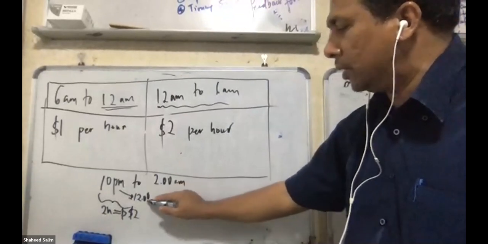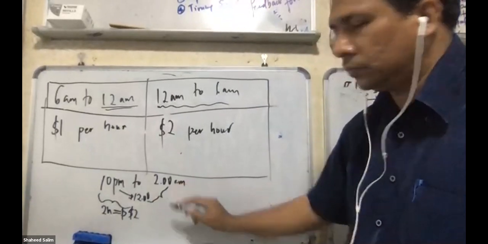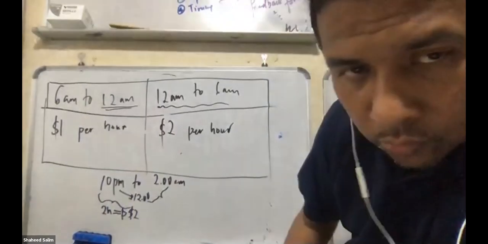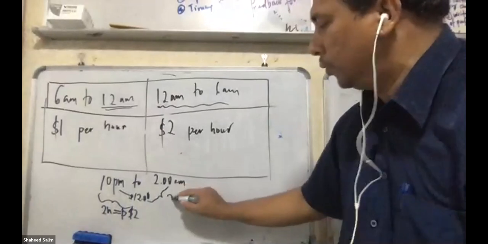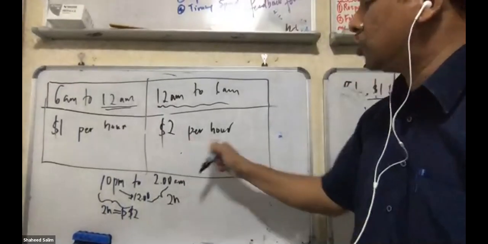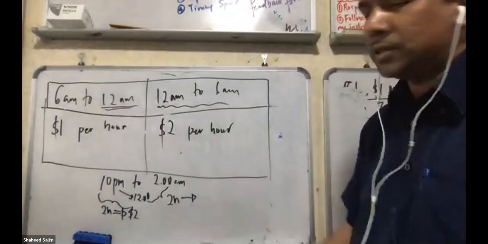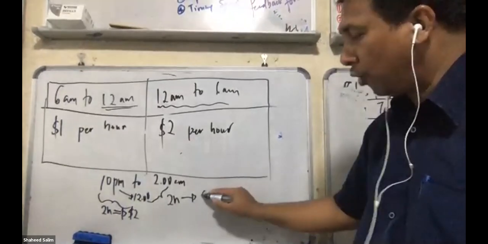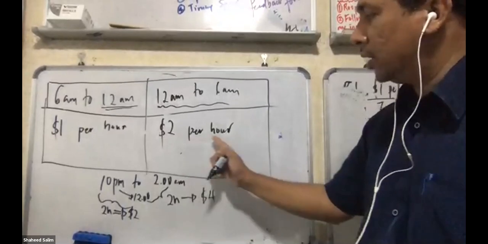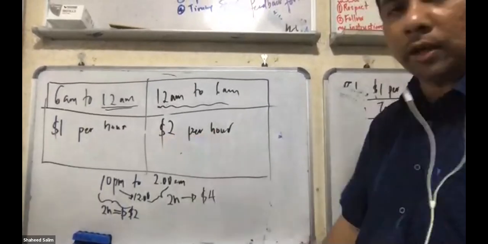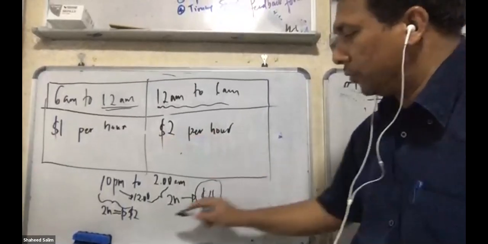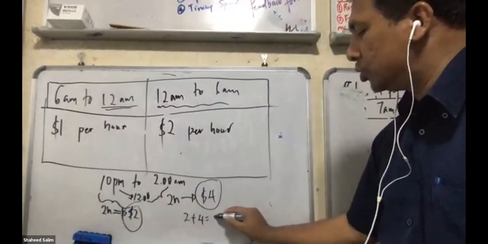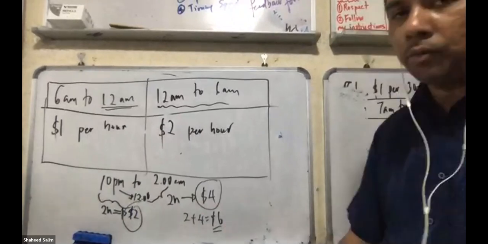How many hours is here? 12 midnight to 2, also 2 hours. But over here it is $2 for 1 hour. So how many dollars is this? $4, right? Because 1 hour is $2, 2 hours must be $4. So you combine this now. You get $2 plus $4 equals $6. So this is the amount you need to pay.